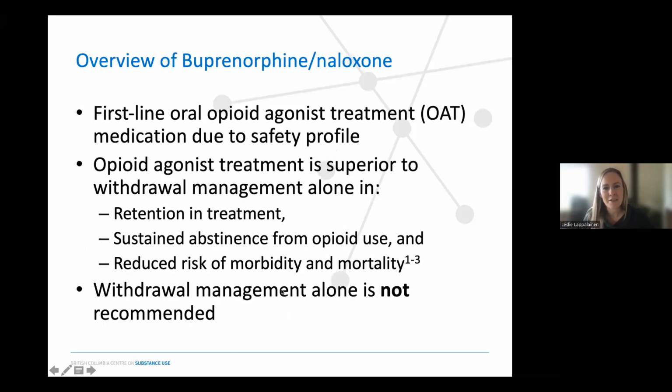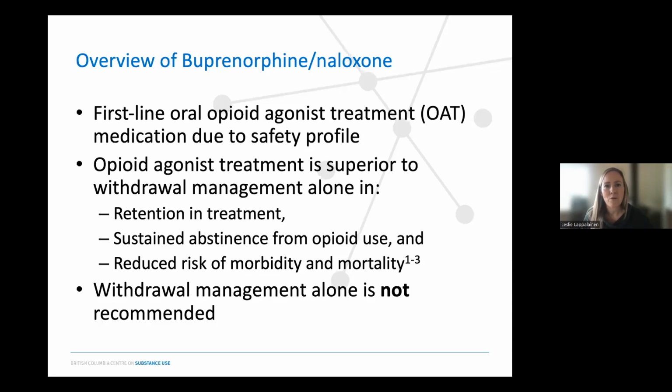So first, just an overview of buprenorphine naloxone. As most of you will know, it's a first-line oral opiate agonist therapy option and is considered first-line because of its safety profile as a partial opiate agonist. So we'll talk in the next several slides about what that means.